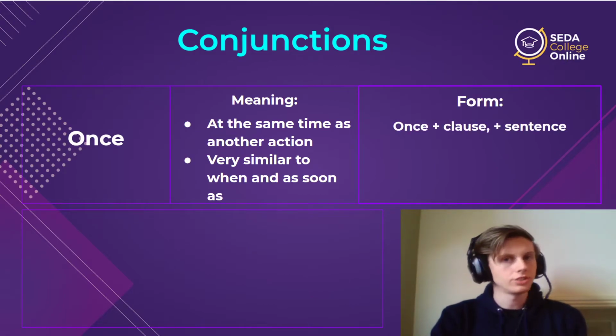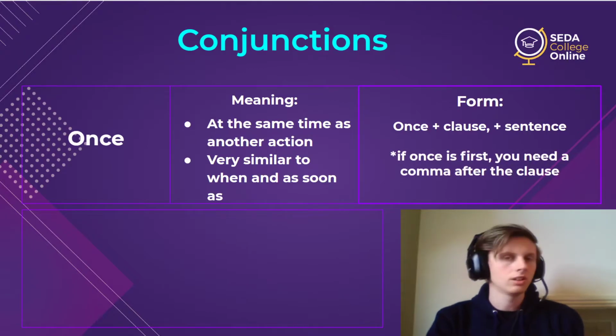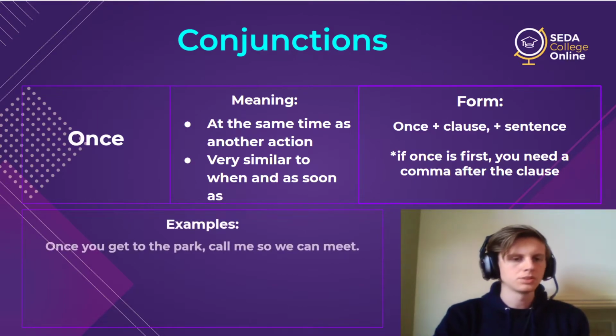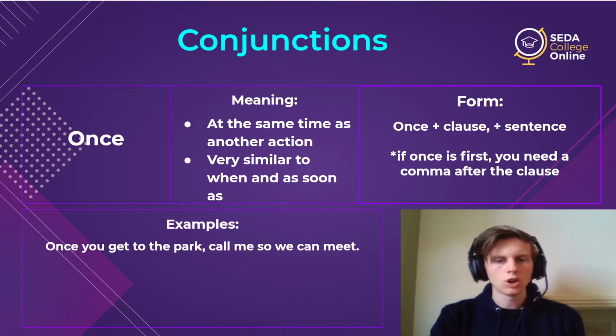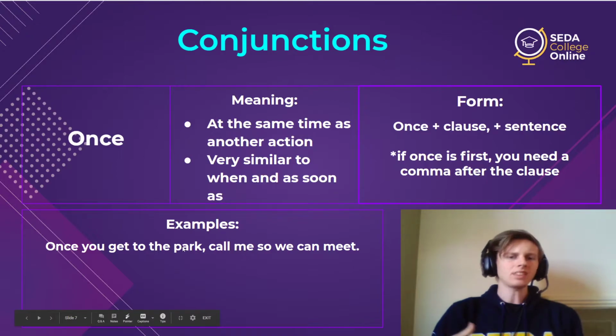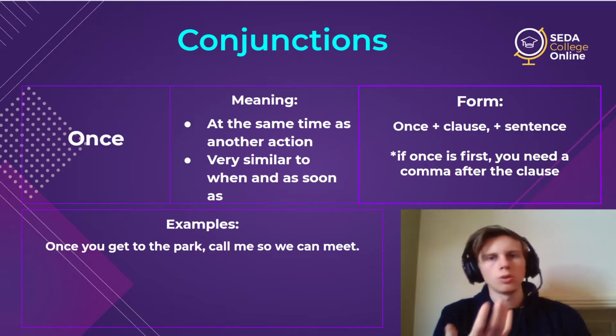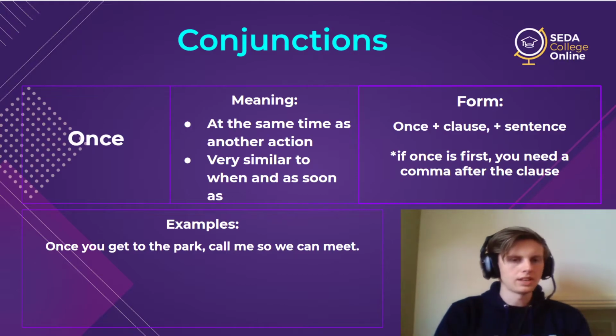Once, your clause, your sentence, and if that clause is first, make sure you put a comma. So, the form for all of these is the same because they're the same type of conjunction. Some examples: Once you get to the park, call me so we can meet. So, at the same time as another, this is the idea that once you arrive at the park, call me. So, once this, do this.